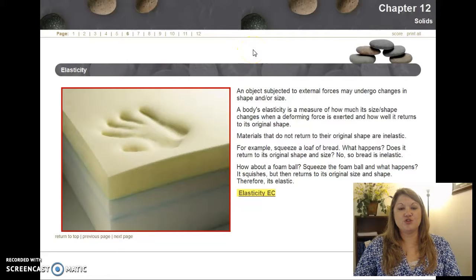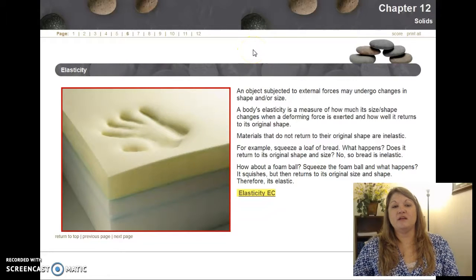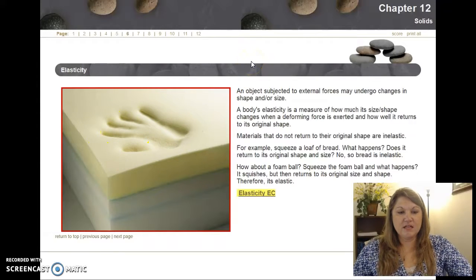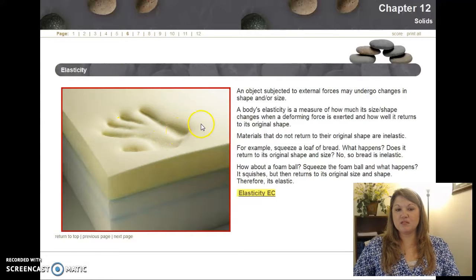Elasticity. How much stretch an object has, specifically a solid, tells us a little something about it. Elasticity by definition is how much force an object can take and still return to its original shape. Take one of those foam mattress tops. You lean on it, you get your handprint, but then after a couple of seconds, what? It goes back to its original shape, smooth top. So that's very elastic.